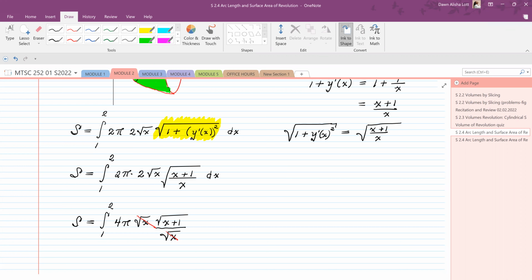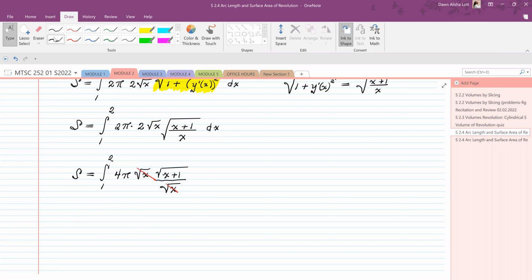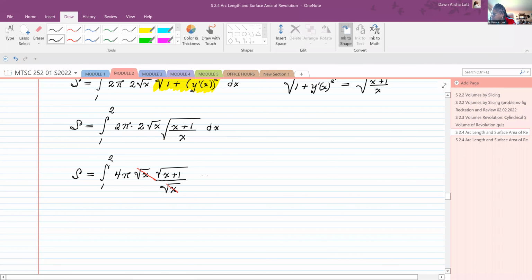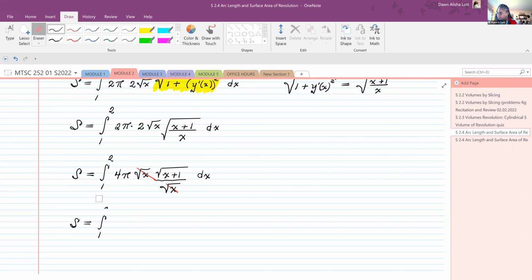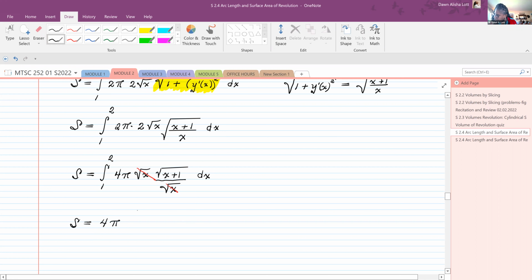So now dx. So this is S, the integral from 1 to 2. I may as well pull the 4 pi out. Let's make it outside. The integral from 1 to 2 of literally just the square root of x plus 1 dx.